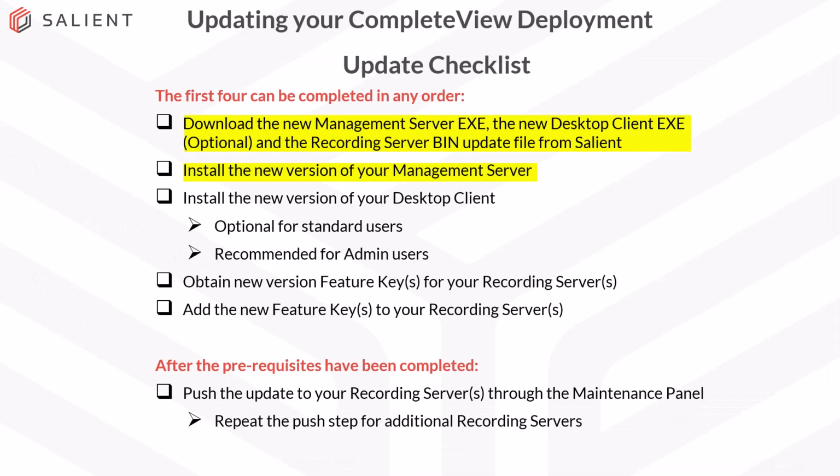Now that your management server has been updated, you can update your desktop client. While this is an optional step if you're using CompleteView version 7 or higher, it's highly recommended for admin users to have their client and management server running the same software version. For standard users who only interface through Live View, Alarm View, Playback, and Dashboard, a previous release of the version 7 desktop client is usually fine.